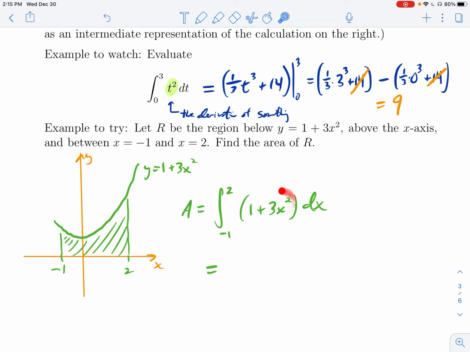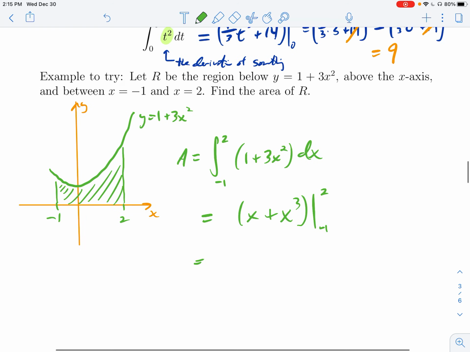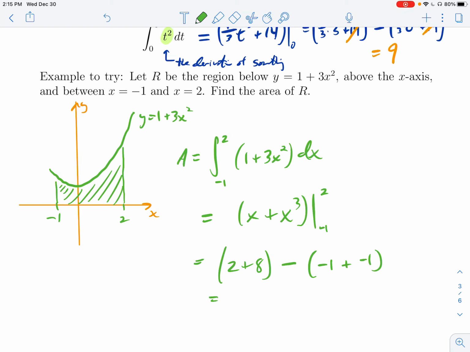By the fundamental theorem of calculus, we think of an antiderivative to that function. So x plus x cubed would work. If we plug in 2, we get 2 plus 8, top minus bottom. Even if they're in quote-unquote the wrong order, top minus bottom. If we plug in -1, we would have -1 plus -1 cubed, which is -2. So we have 10 minus -2, which is 12.